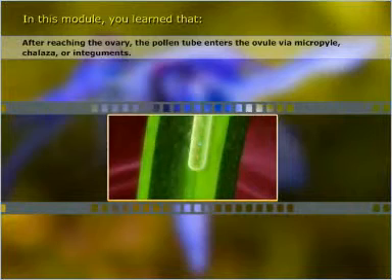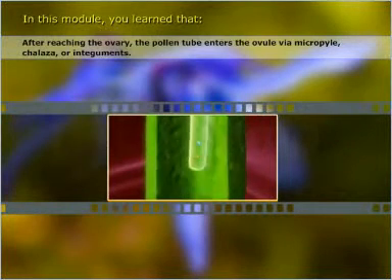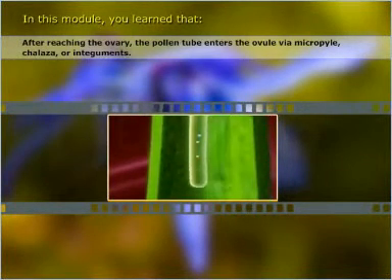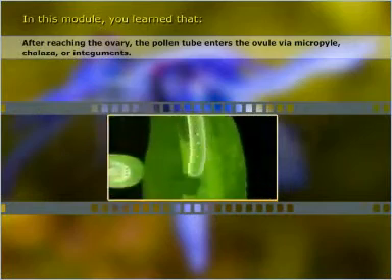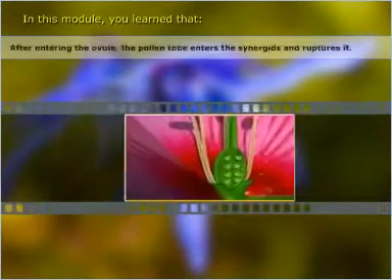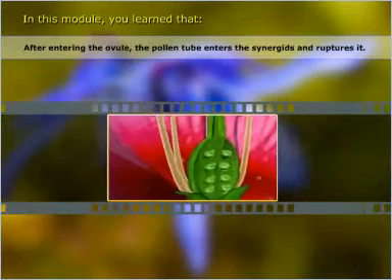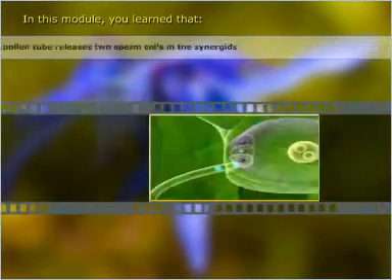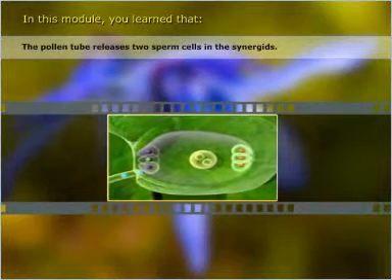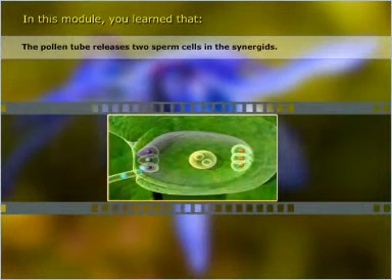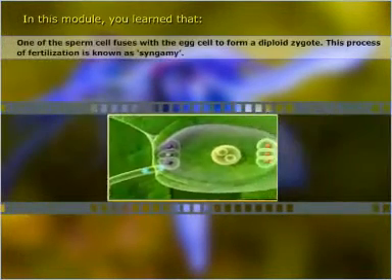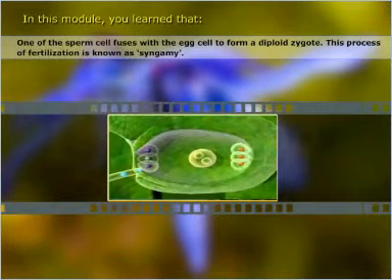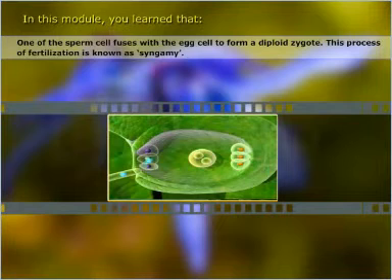After reaching the ovary, the pollen tube enters the ovule via micropyle, chalaza, and integuments. After entering the ovule, the pollen tube enters the synergids and ruptures them. The pollen tube releases two sperm cells in the synergids. One of the sperm cells fuses with the egg cell to form a diploid zygote. This process of fertilization is known as syngamy.